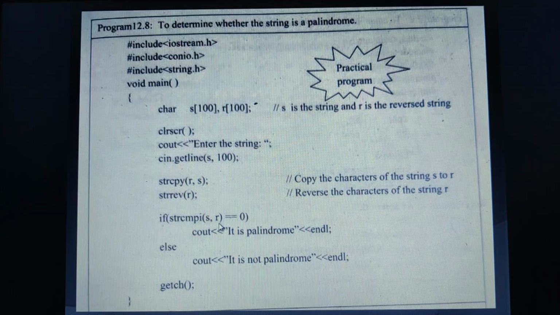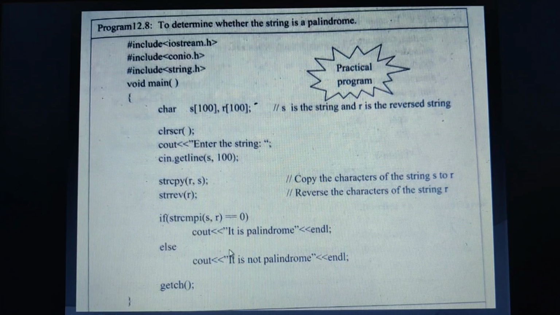If both the contents match, that means the ASCII values of each alphabet are equal, and the result is equal to 0, then I'm going to print it as a palindrome, else I'm going to print it's not a palindrome. I hope you are able to understand.